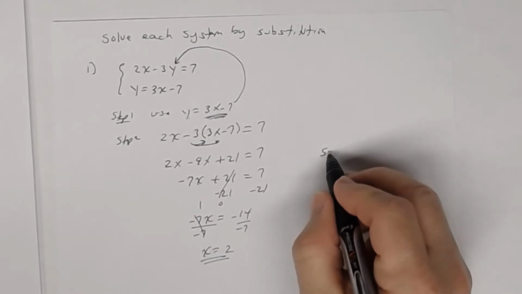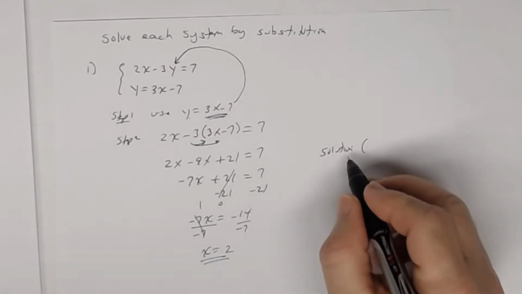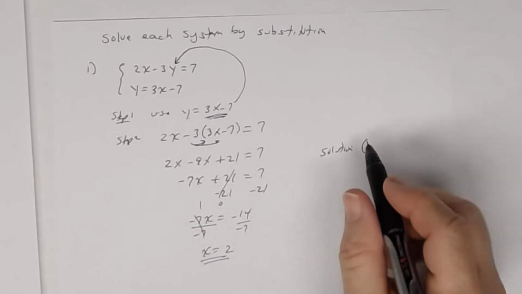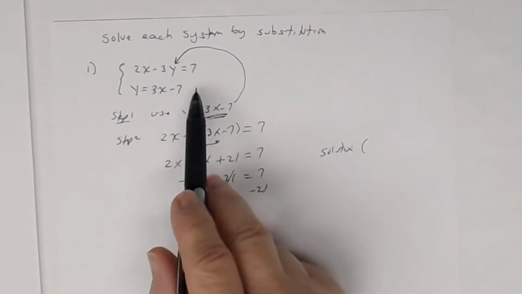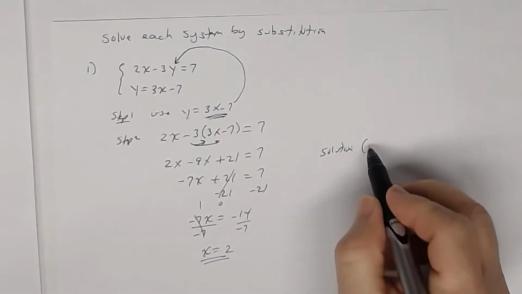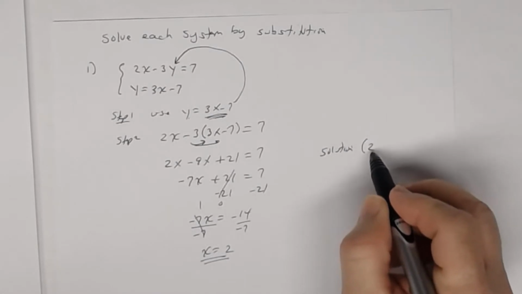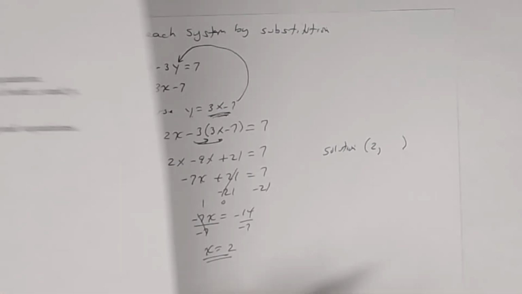So far, in terms of my solution, I found the x coordinate. Now remember, a solution is a point. So you're finding the solution of the system. So the solution is a point, so you've got to put that in parentheses. So here's the x coordinate. It always goes first, and then we've got to find the y coordinate. All right, so let's go ahead and find the y coordinate.